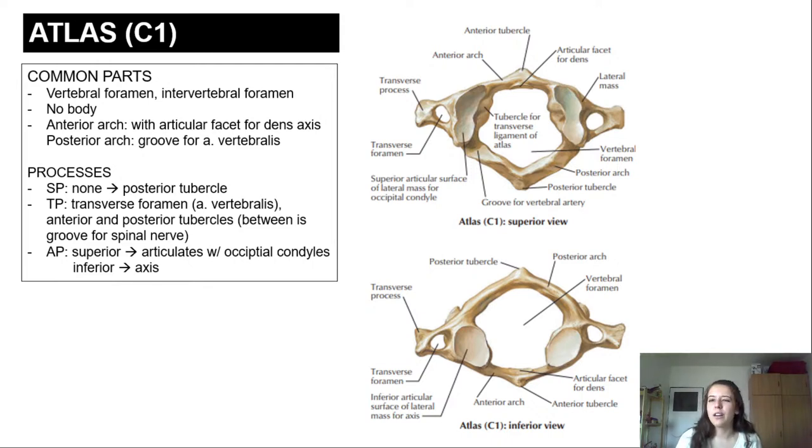I don't have an image of the occipital bone, but it's basically two condyles on each side that are going to articulate like a cushion with atlas. Then the inferior articular surface, which is going to serve for articulation with the axis. That's it about atlas. So just follow this scheme and it's very, very easy.